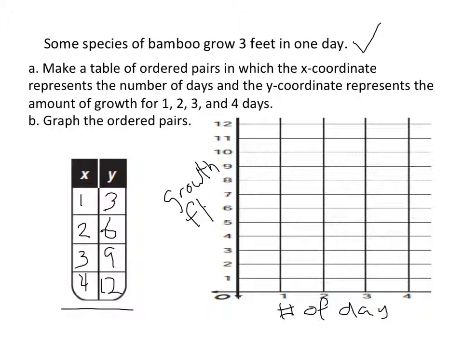All right, we're going to take the table and we're going to use the first ordered pair, and it says 1 day grows 3 feet. Second day grows 6 feet. Third day grows 9, and the final day, the 4th day, is 12. So we've taken what we've learned, put it in a real world problem. We observed bamboo grow, and we made a table. We made a graph. We labeled the x and y axis, and then we plotted the points on the graph.